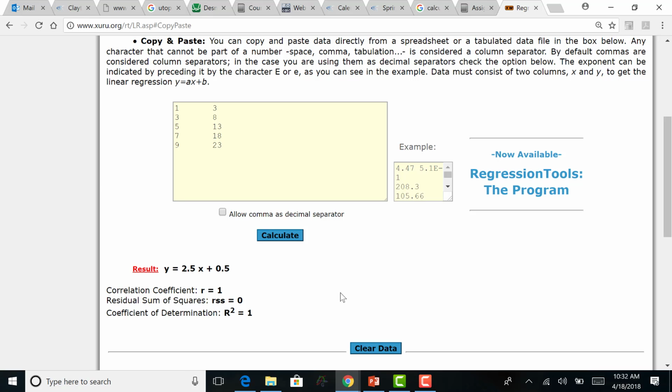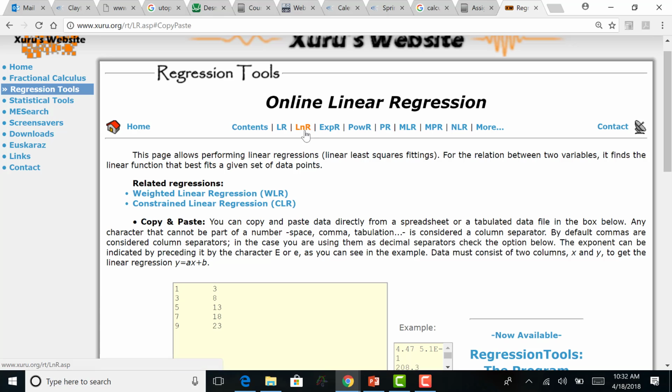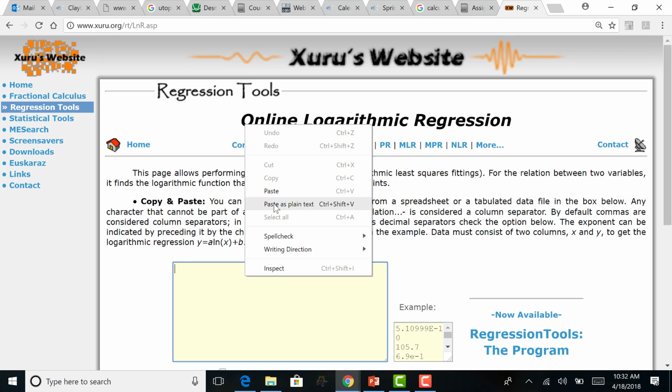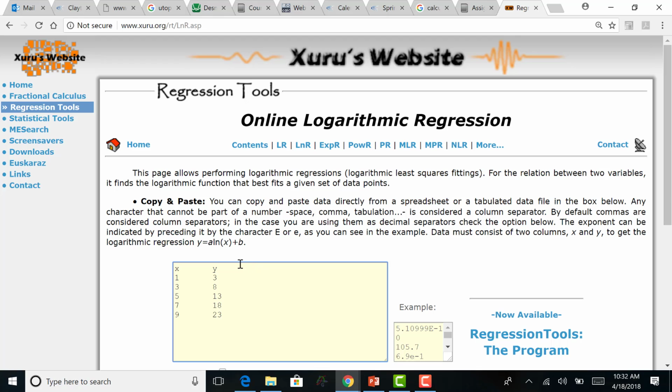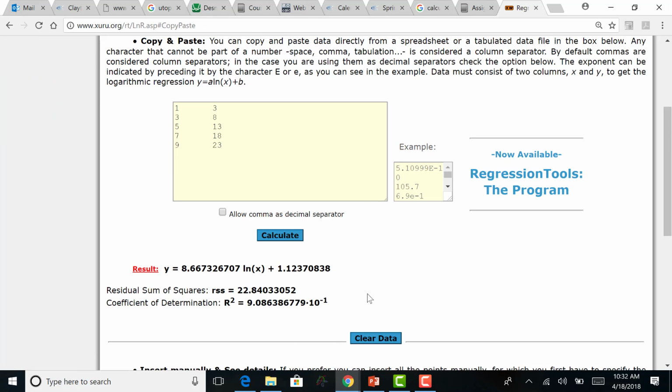What kind of equation do we need next? The log. Which one of these buttons do you think I'm going to pick? This one. The LNR is for logarithmic. Paste my data. There's my data again. I'm going to delete out the X and Y, hit calculate. There's my equation. Whenever it writes the equation, it's going to put natural log as the LN. Doesn't matter, that's fine. You're going to type it the same way.